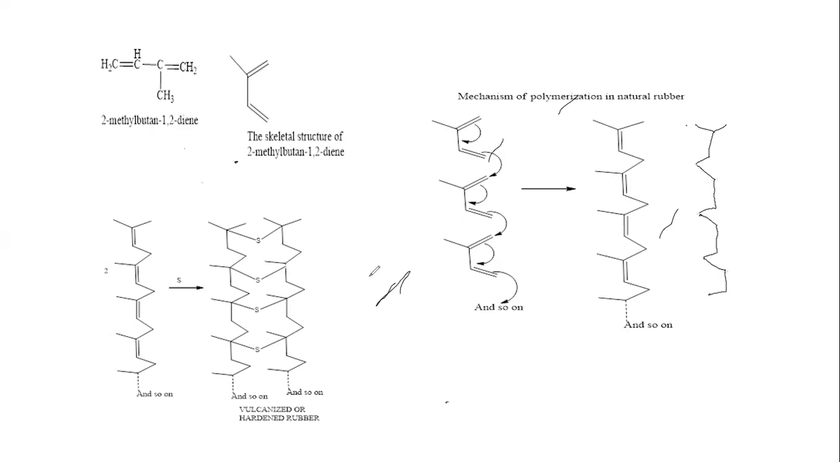And what we are going to see is that the double bond will be removed at the end of the day. All right. So the whole of the double bond will be removed at the end of the day. So that is how vulcanization of rubber occurs. So the vulcanization of rubber involves the removal of double bond.